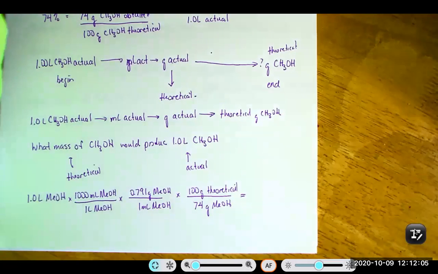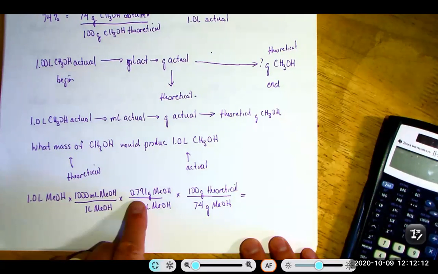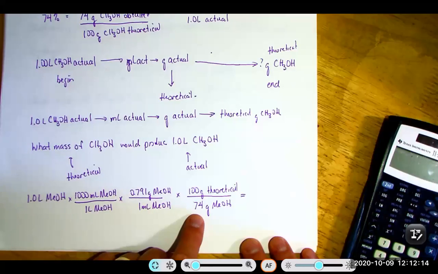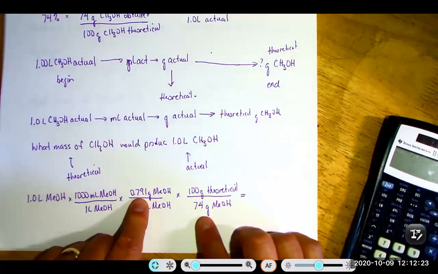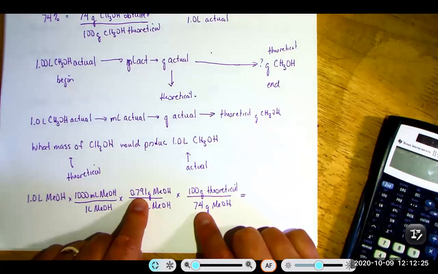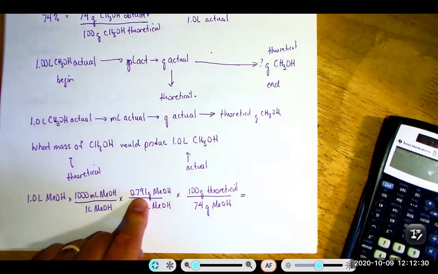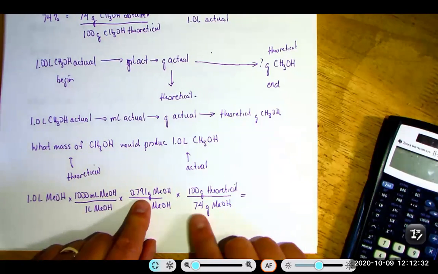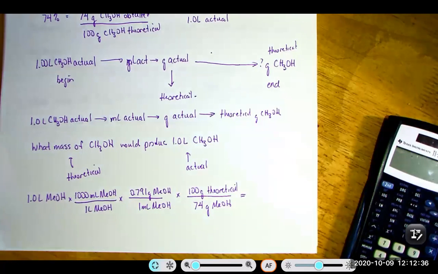Okay, so let's estimate this answer. Would everyone agree that 0.791 divided by 74? Well, actually, let's do it this way. Would everyone agree that 79.1 times 100 is 79, right? 79 divided by 74 for all practical purposes is 1. If you wanted to, you can make it 1.1, but it's 1. And 1 times 1,000 is 1,000. So our answer should be about 1,000 grams of methanol.